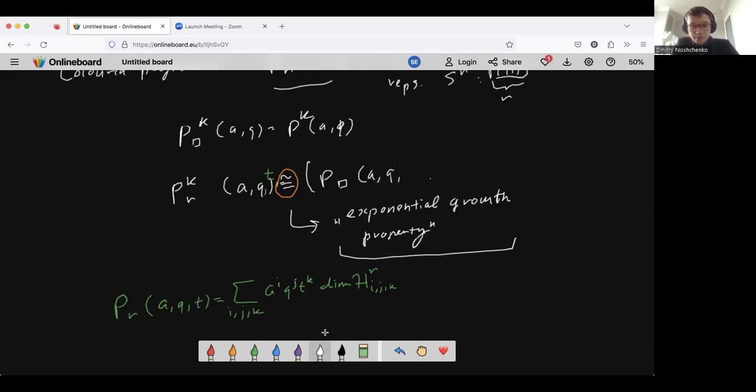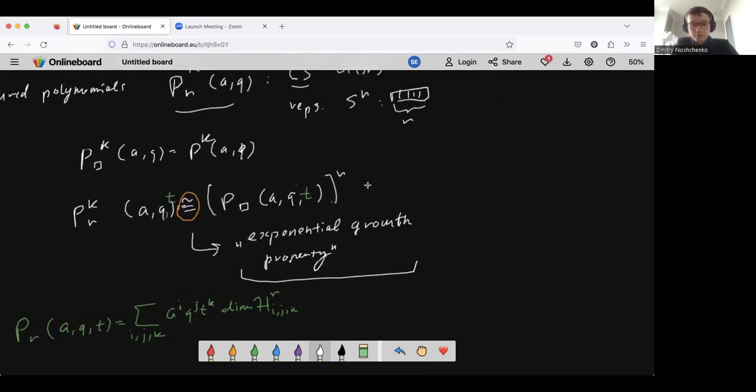So this formula, if you write it correctly, has this new parameter t. I didn't say that this is an exact equality, so correct me if I'm wrong. But if you set q equal to 1, then this equivalence is in fact an equality. So if q goes to 1, we have an exact equality: P(A, q=1, t) is just equal to this guy here.